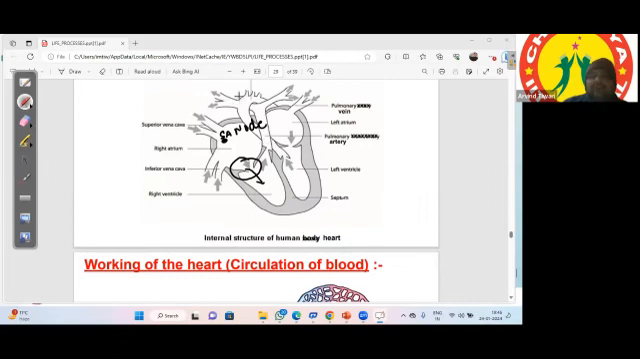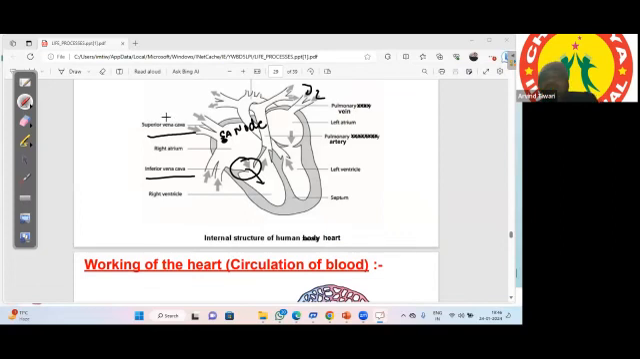Once the blood becomes oxygenated, it is brought back to the heart through the vena cava. Now the vena cava are of two types. One is the superior vena cava, the other one is the inferior vena cava. Superior vena cava collects the blood from the upper parts of the body, and inferior vena cava collects the blood from the lower part.